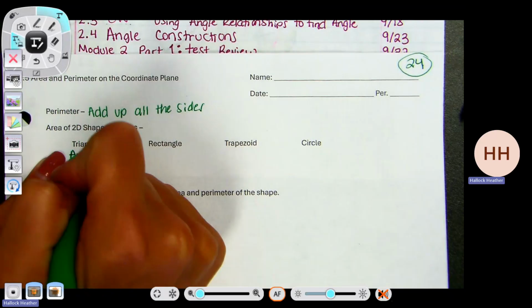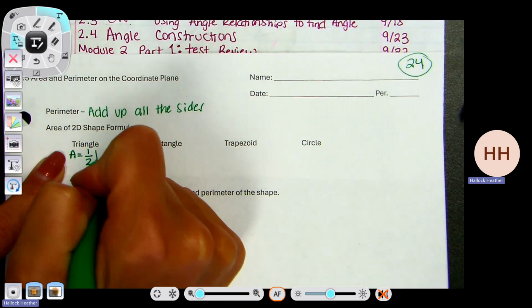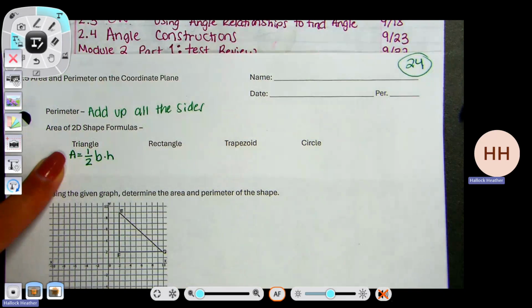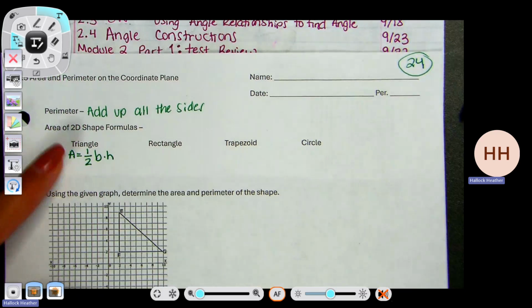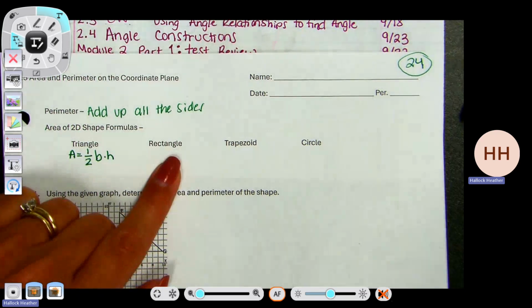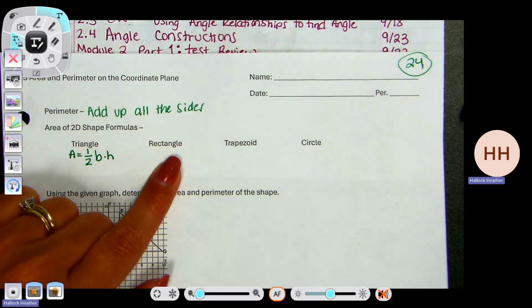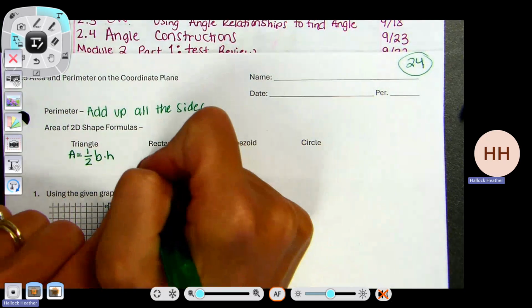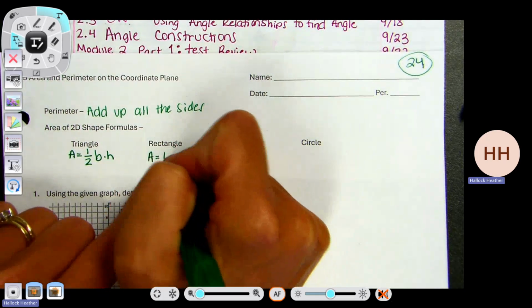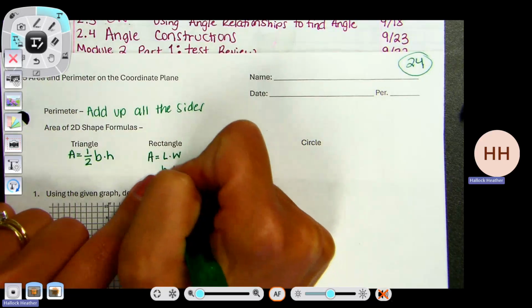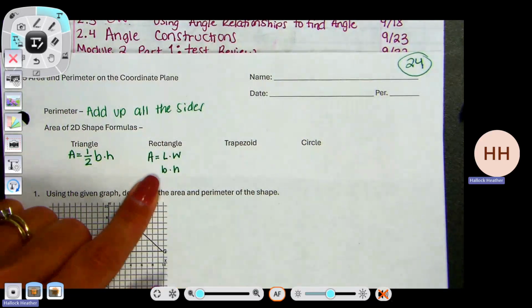Area equals 1/2 base times height. You could also say length times width, but whatever. For a rectangle, this is technically on the reference sheet, but it doesn't say rectangle. Does anybody remember the formula for a rectangle? Length times width. So area equals length times width. You could also say base times height. Either one is the same thing.